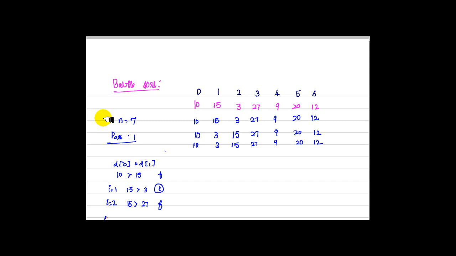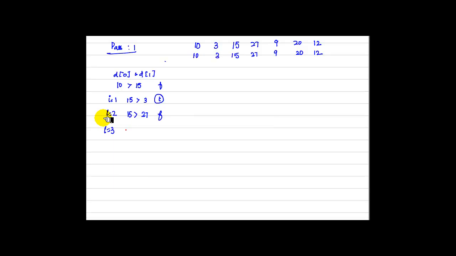Now we have i equal to 3. We are checking the third position: is 27 greater than 9? Yes, it is true. If it is true, we interchange the elements. So 9 and 27 get interchanged and the rest of the positions remain the same for the other elements.